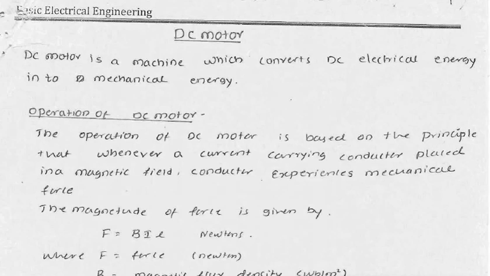And what is the principle of operation of a motor? The principle of operation of a motor is that whenever a current carrying conductor or coil is placed in a magnetic field, it means the conductor or the coil experiences a force. So that is how the electrical energy gets converted into a force, which is a mechanical parameter. So it gets converted into mechanical energy.